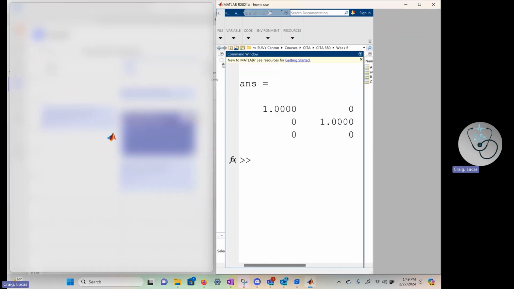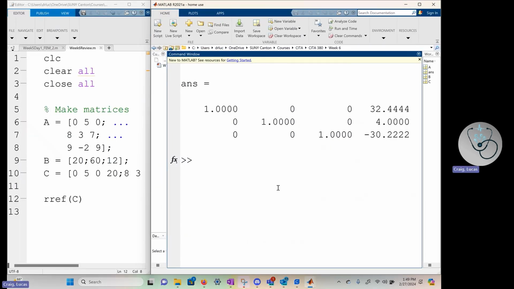And when you do that, look at that. If you type RREF of C, it should give you a matrix that's 1, 0, 0, 0, 1, 0, 0, 0, 1. What does that mean? Yeah. X is 32, Y is 4, Z is -32. Pretty cool, huh? Okay. Now, how do we do this the other way?